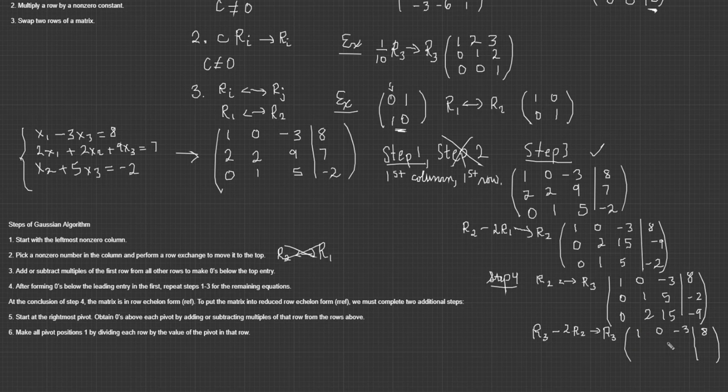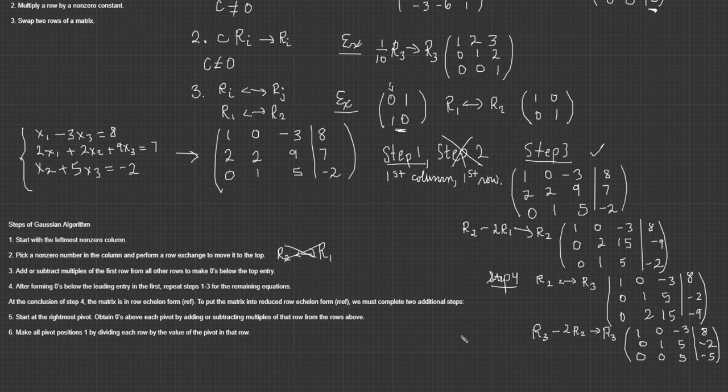Again, that's going to remain unchanged. And our second row will also be unchanged. And in the bottom, just applying that row operation, we're going to be left with 0, 0, 5, negative 5.